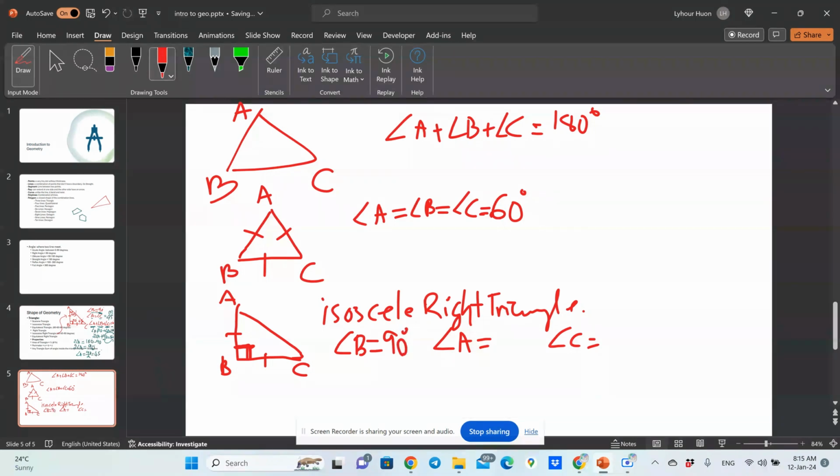90 degrees. The other two are equal, so it will be 45 and 45, right? 45 plus 45 plus 90 will be 180. Last one is called these kind of triangles.